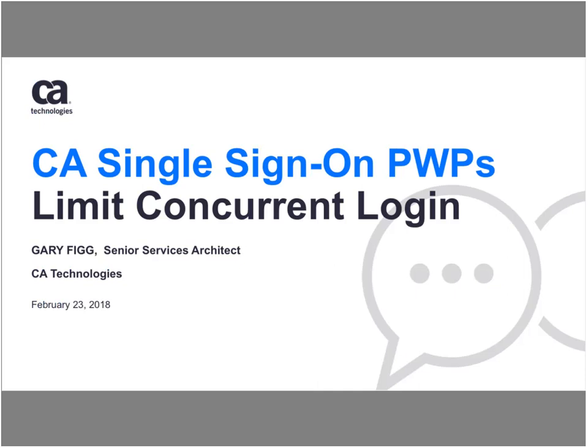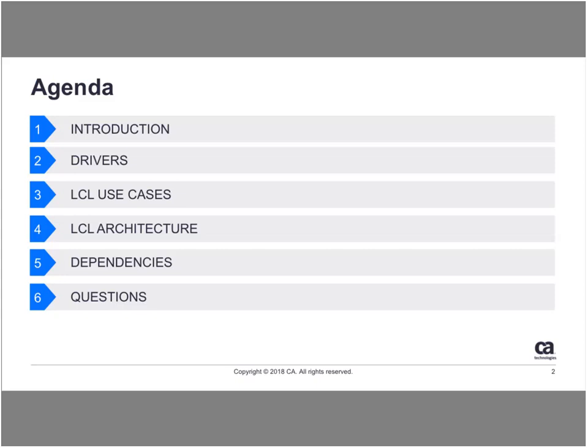We've got the opportunity to talk with Gary Figg, our Senior Services Architect from our UK office. He's going to talk about a PWP or Packaged Work Product add-on for CA Single Sign-On called Limit Concurrent Login. So instead of me going on about technical things that I'm not that bright about, I'd like to turn it over to Gary.